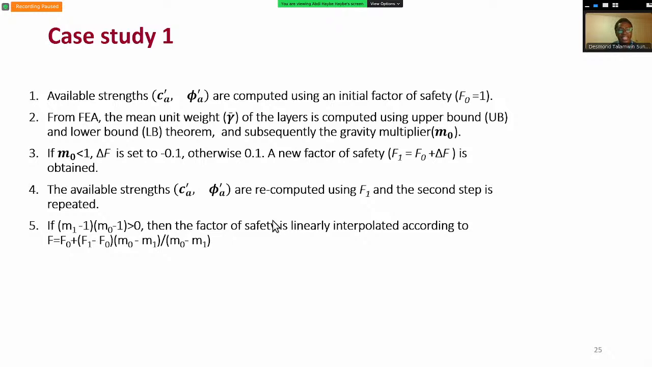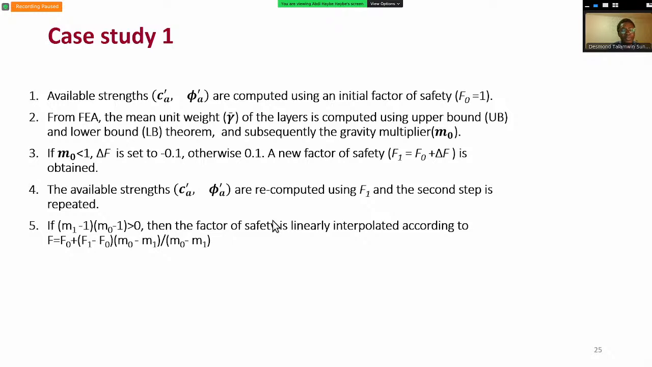In the third step, if the gravity multiplier is less than 1, a change in factor of safety is set to -0.1. Otherwise, it is a positive 0.1. A new factor of safety, F1, is equal to F0 plus the change in F. The step is repeated with the new factor of safety, F1, by computing the available strength again. This is an iterative process.